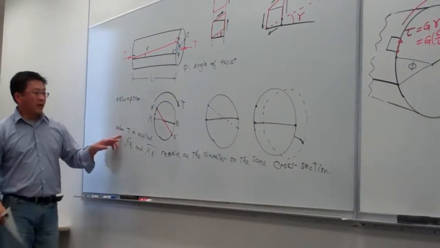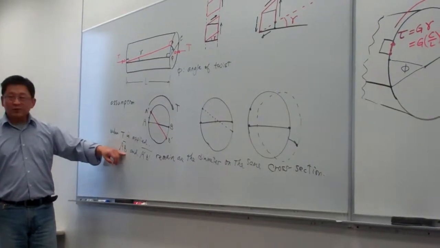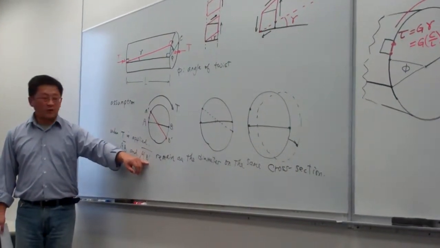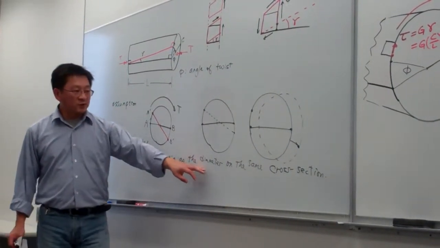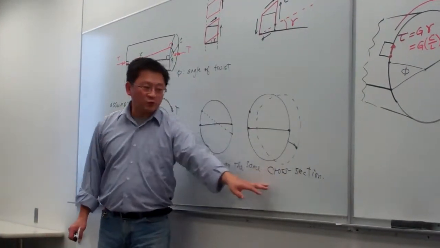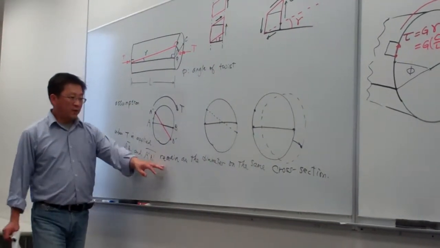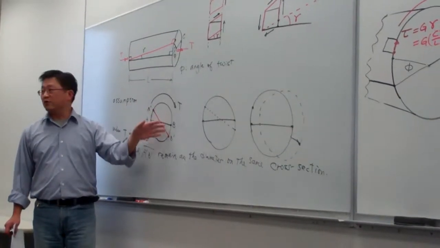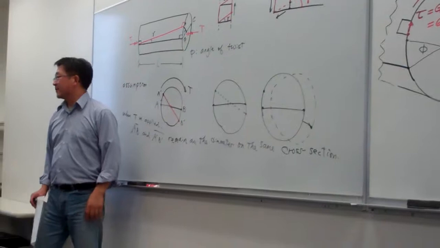When T is applied, this assumption says that AB, which is the diameter before deformation, and A prime, B prime, the corresponding deformed diameter, both will remain as diameters on the same cross section. On the same cross section, that is to preclude any out-of-plane distortion. And to remain as the same diameter to make sure they have homogeneous movement around the circle, around the perimeter.